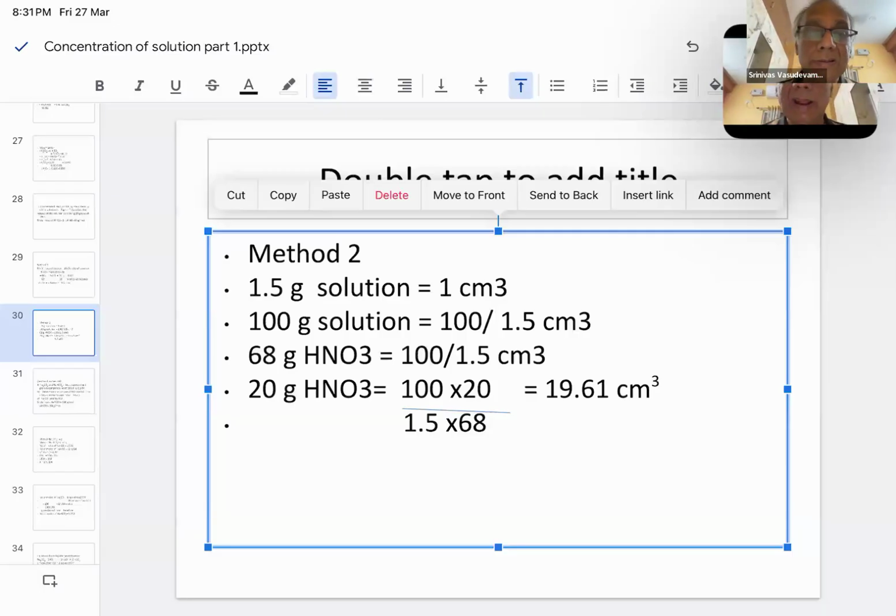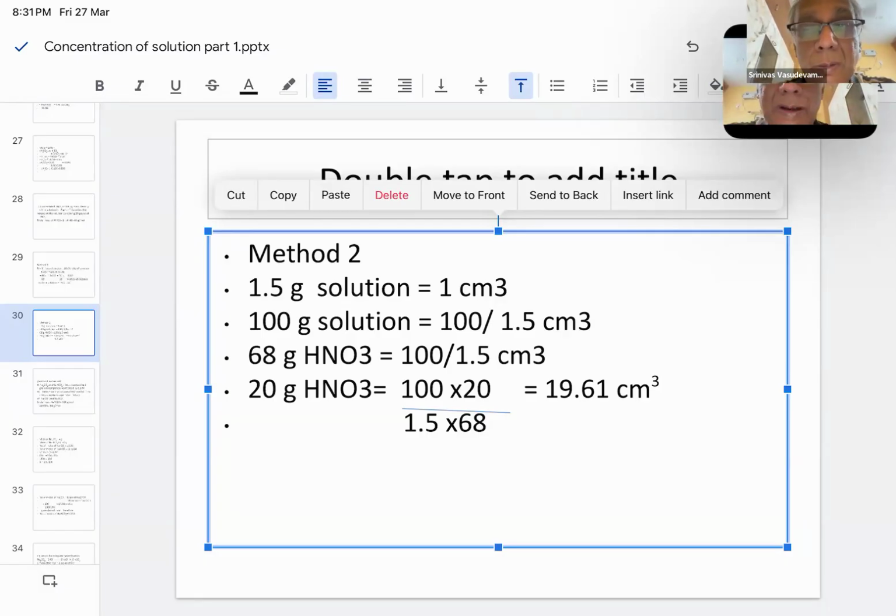So I can write it as 68 gram of nitric acid will occupy a volume of 100 by 1.5 centimeter cube. 20 gram of nitric acid, what is the volume occupied? So 100 by 1.5 into 20 by 68, which is 19.61 centimeter cube. So any one of the method you can use here.